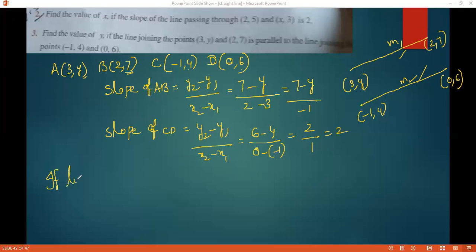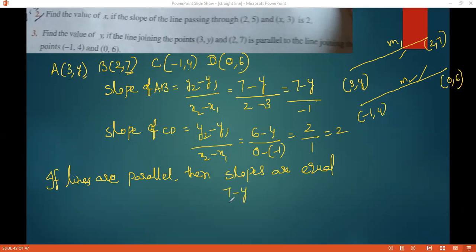If lines are parallel, then slopes are equal. By using this concept, we have to move forward. That is (7 minus y) by minus 1, which is equal to 2. So 7 minus y is equal to minus 2. Then minus y is equal to minus 2 minus 7. So minus y is equal to minus 9, which implies y is equal to 9.